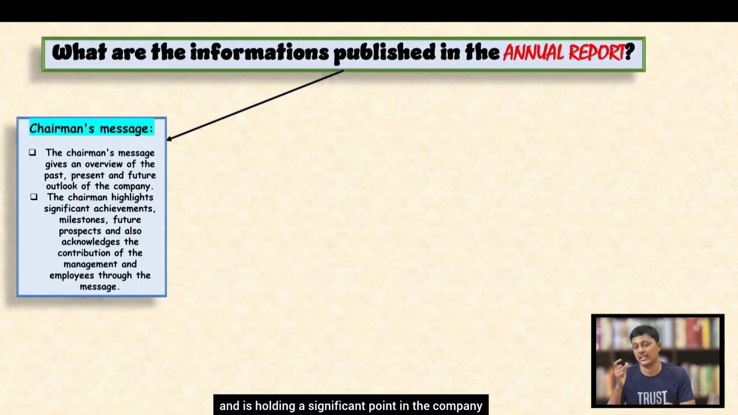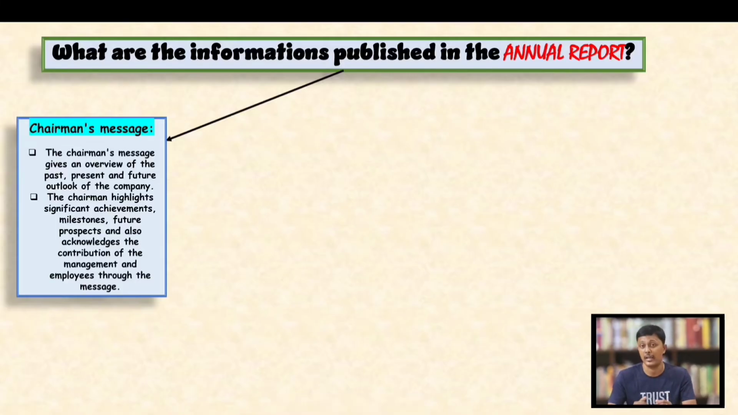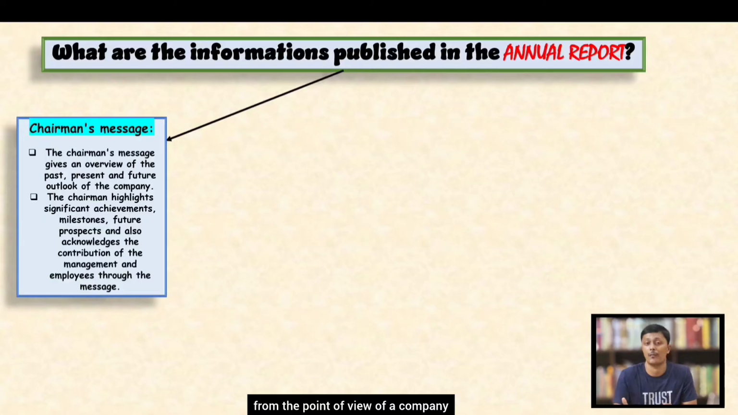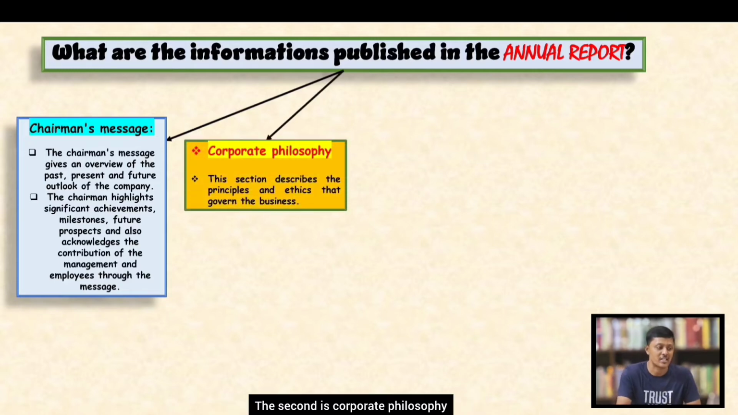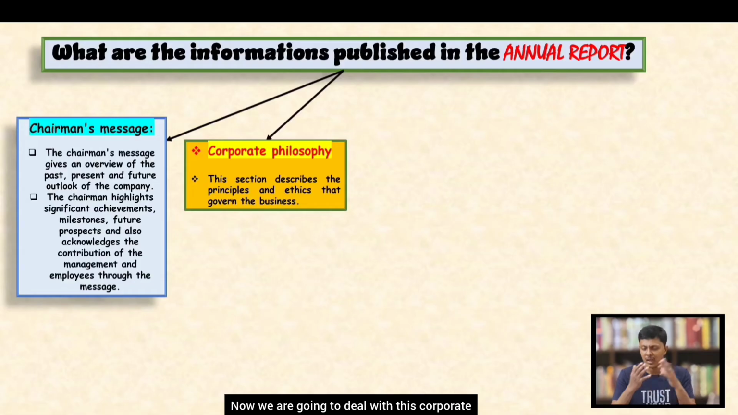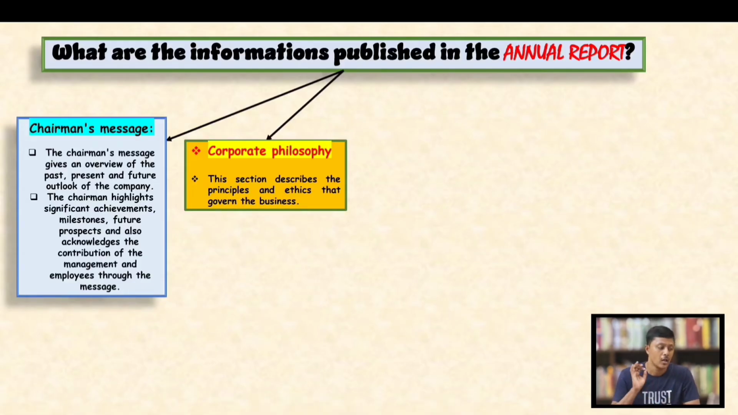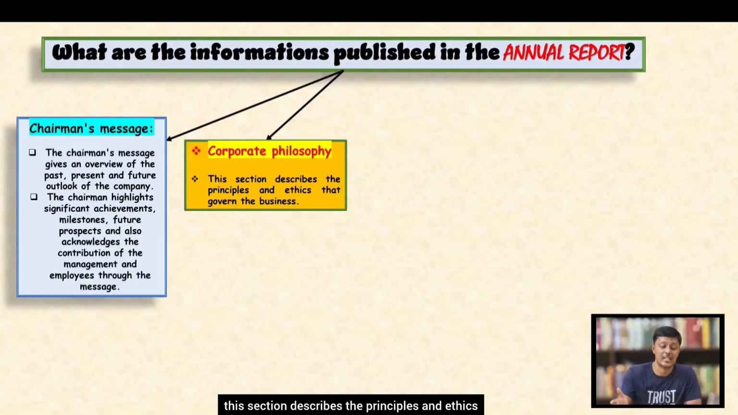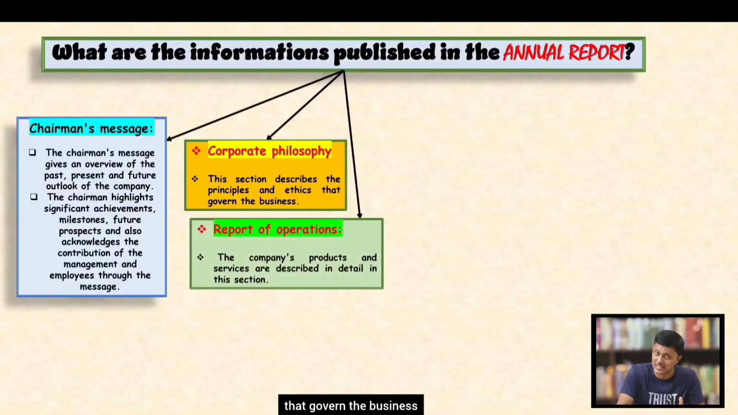So naturally, the chairman's message is significant because the chairman is an important person, holding a significant position in the company. Therefore, from the point of view of a company, the chairman's message is significant. So the information published in the annual reports, one point is definitely the chairman's message. The second is corporate philosophy. We are going to deal with this later on in the latter slides. But here, this section describes the principles and ethics that govern the business.